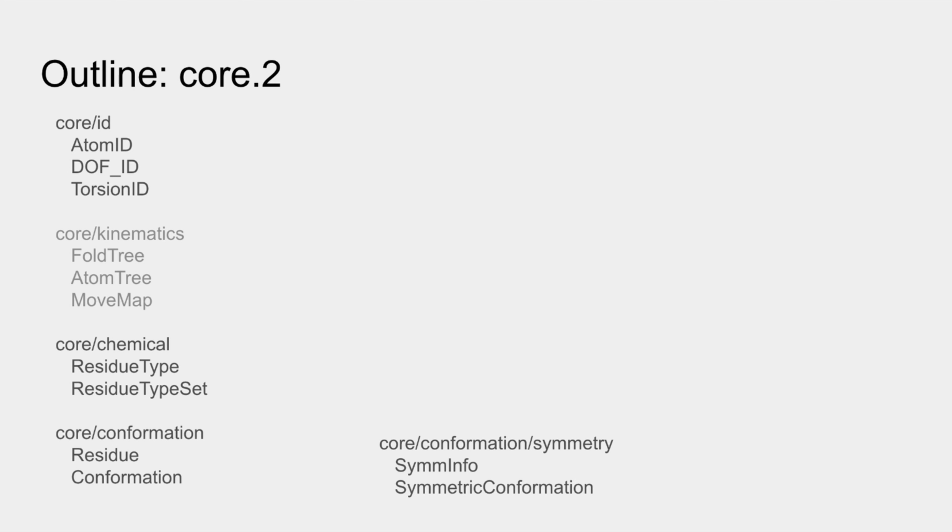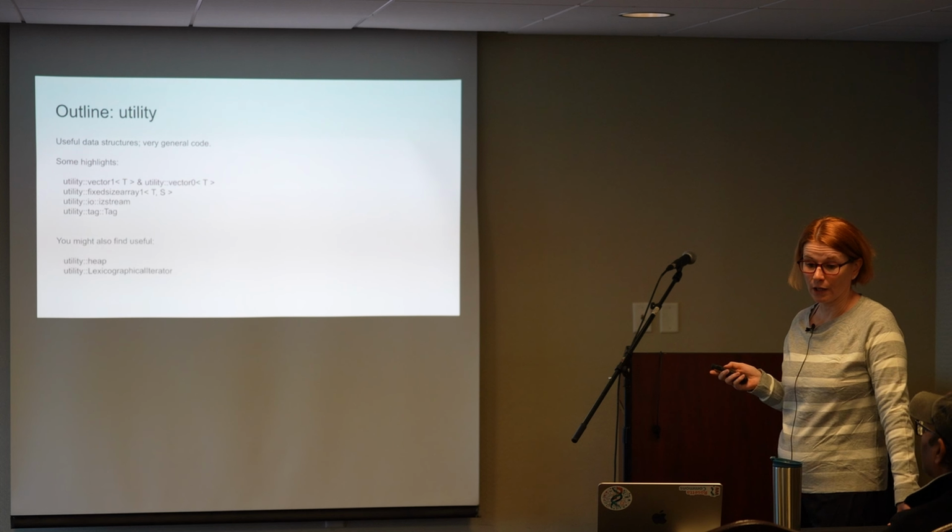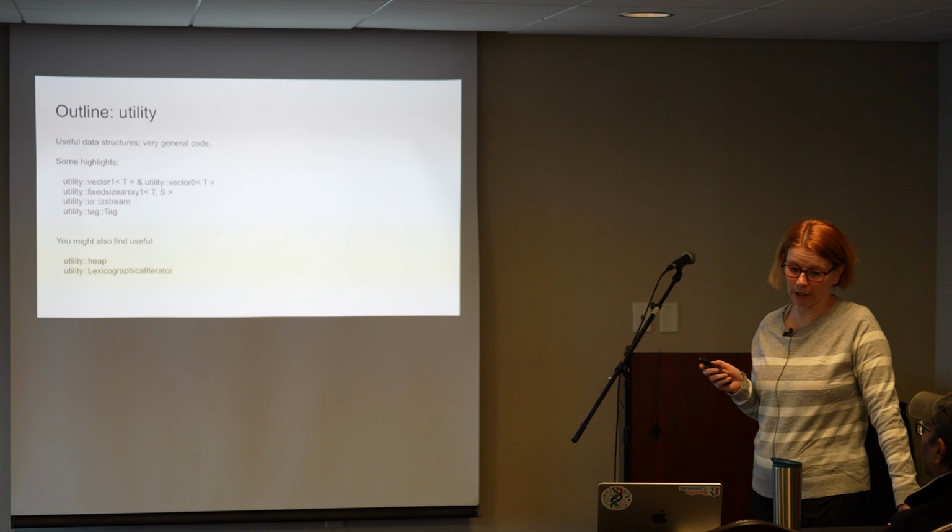But we also have core chemicals, so we have residue types and residue type sets. We have core conformation, so residue and conformation. I'm going to tell you what the difference between those two is, and then also symmetry information, or symmetry and conformation. So how do they work? Let's go into a little bit more detail.